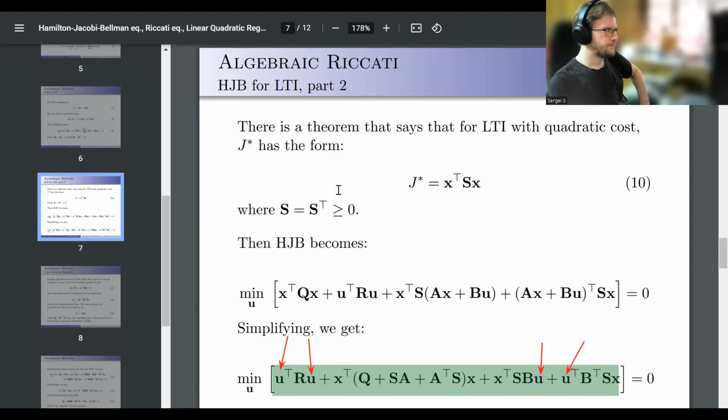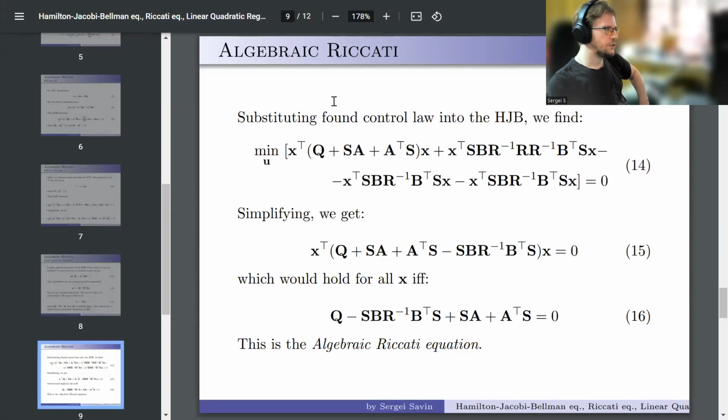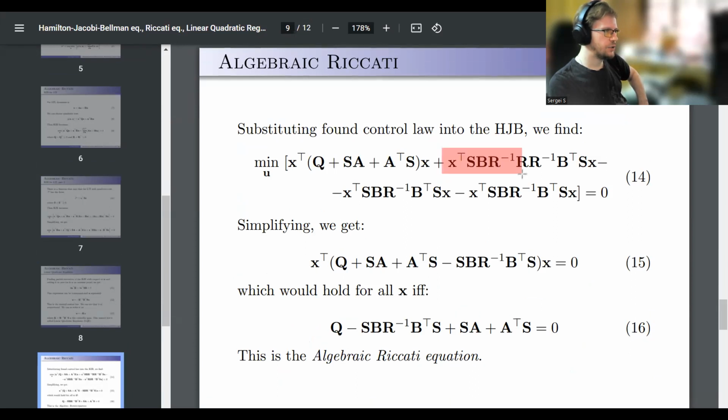Let's look at this. I will try to highlight where we substituted our control law. Here is the first instance. Here's the second instance. Here is, I believe, the third instance. Here, I believe, the last instance. So we substitute our control law. We got a few extra minus signs here because the control law has a negative sign. And so this is what we get.